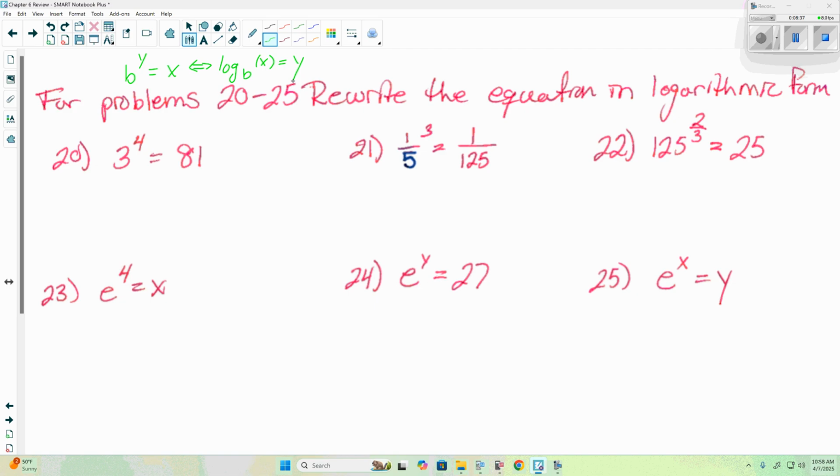So we can look at number 3, 3 to the 4th equals 81. So our base this time is what? Log base 3 of 81 equals 4. So we're doing almost the exact same thing, but in reverse. Instead of going from logarithmic to exponential, we're taking it back from exponential to logarithmic.